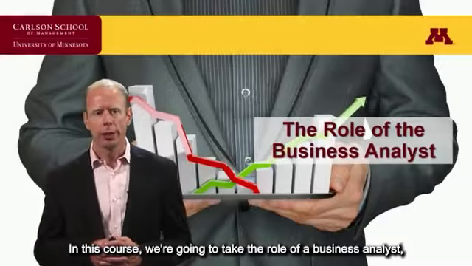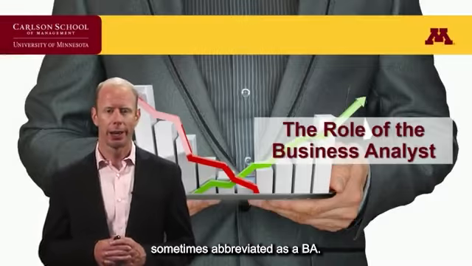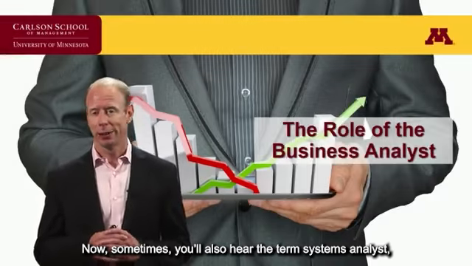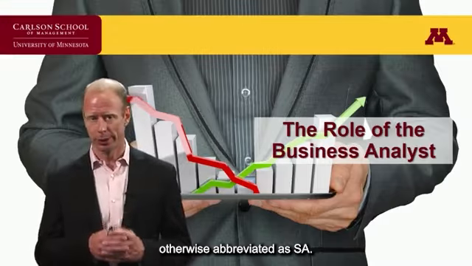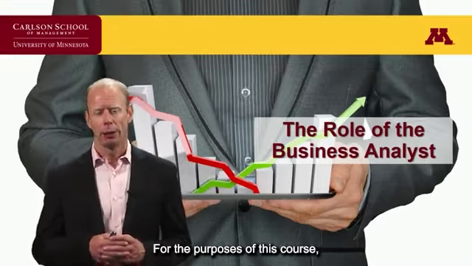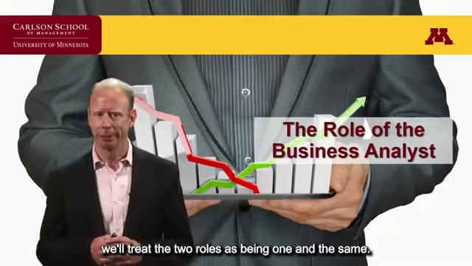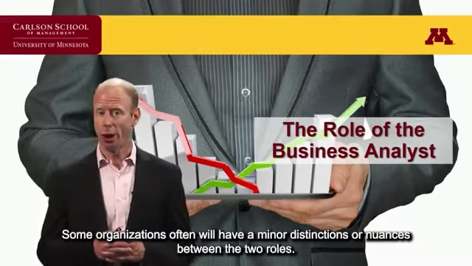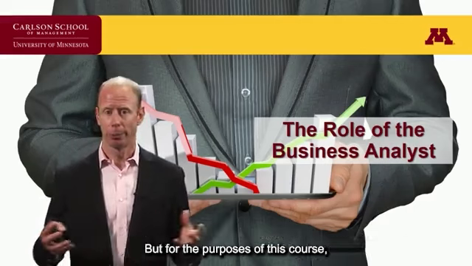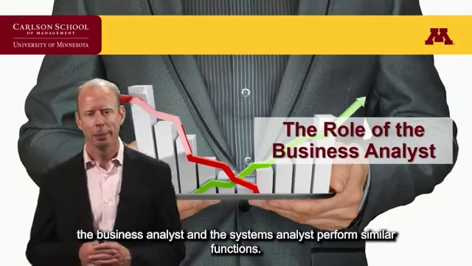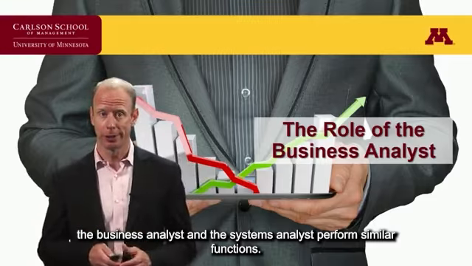In this course, we're going to take the role of a business analyst, sometimes abbreviated as a BA. Now, sometimes you'll also hear the term systems analyst, otherwise abbreviated as SA. For the purposes of this course, we'll treat the two roles as being one and the same. Some organizations often will have minor distinctions or nuances between the two roles, but for the purposes of this course, the business analyst and the systems analyst perform similar functions.